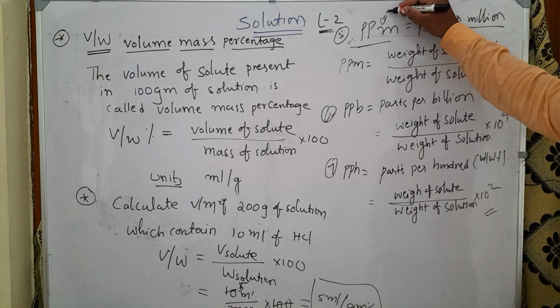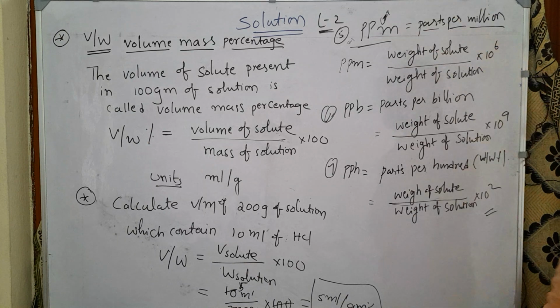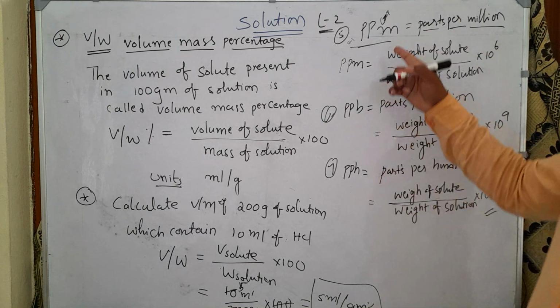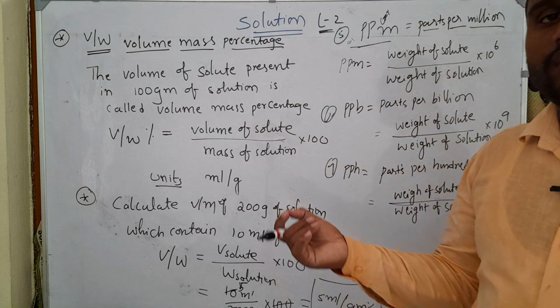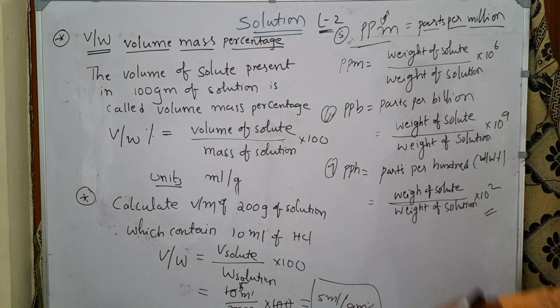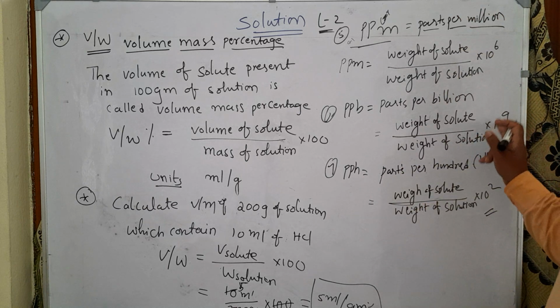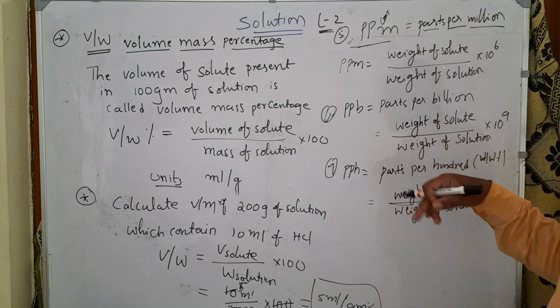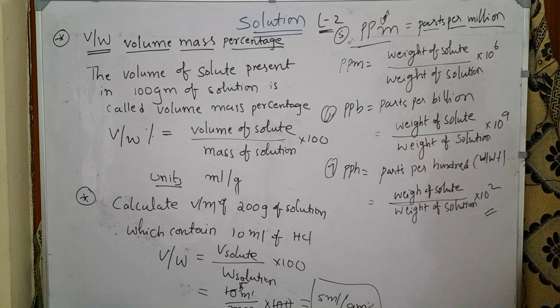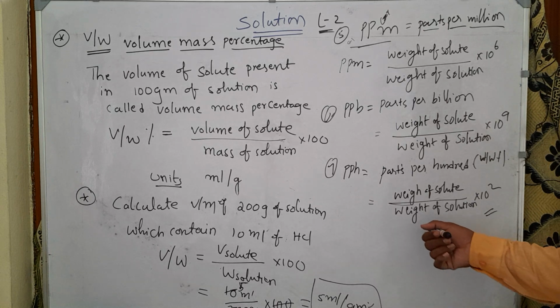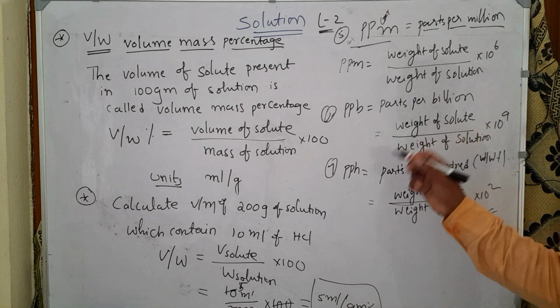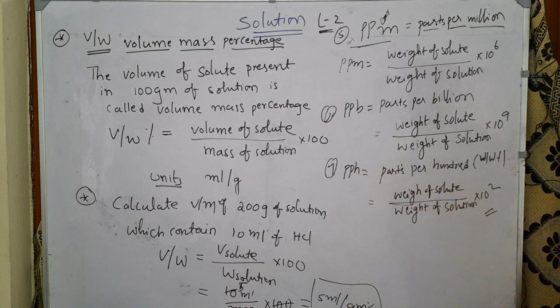We use these methods to express concentration when the solute quantity is very small, like 1 part in a million parts, or 1 part in 1 billion parts, or 1 part in 100 parts. When we have a very small quantity of solute, we use ppm, ppb and pph.